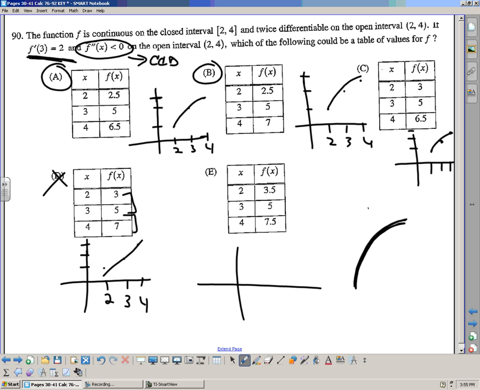And E, we get 2 at 3.5, 4 at 5, and then, sorry, 3 at 5, and then 4 is more spaced out. So our graph's going to look something like that. That's going to be concave up. So I don't like that.